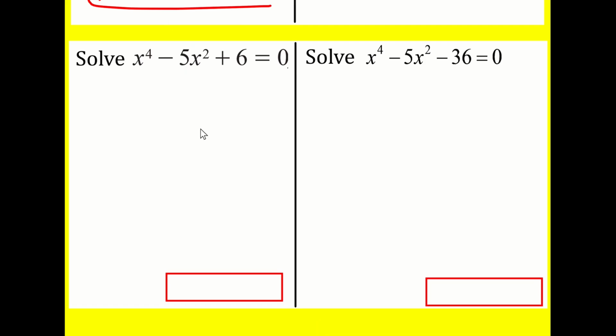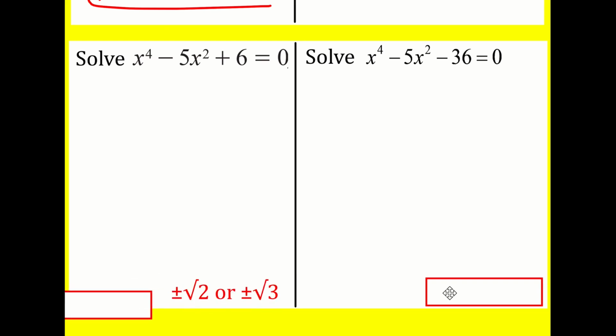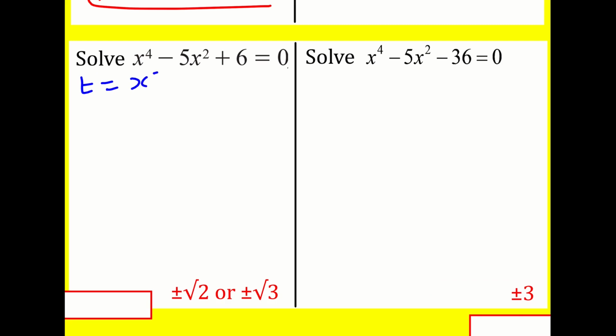So these are both quartics, but they are both hidden quadratics. Hopefully you can see what I'm talking about with the relationship between the x to the 4 and the x to the 2. Here are the answers. I'm going to talk through them. If you're unsure where to start, then at least let me start you off with both. So I would do a substitution t is equal to x squared in both cases, actually, because then t squared is going to be x to the 4. We're going to get t squared minus 5t plus 6 equals 0 here.